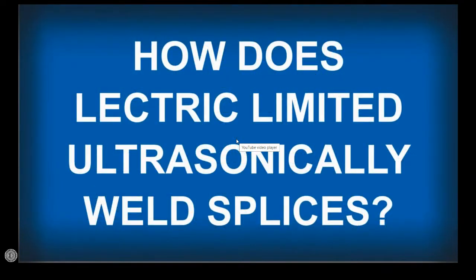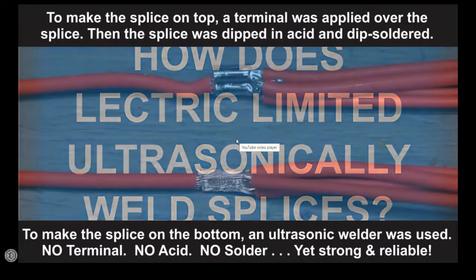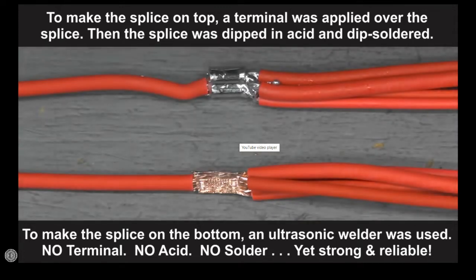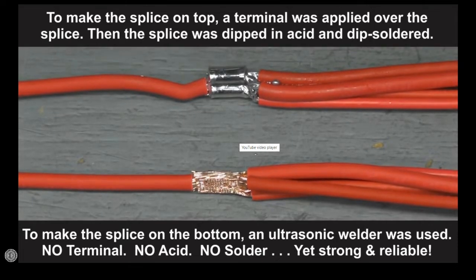How does Electric Limited ultrasonically weld splices? When making a wiring harness, many times two or more wires need to be spliced together. For years, the only way to do this was the clip and dip method, as shown in the top splice. To make the splice on top, a metal terminal was applied over the wire ends. The splice was then dipped in acid, a cleaning agent, and dip soldered. The newest technology is ultrasonic welding. To make the splice shown on the bottom, an ultrasonic welder was used. This means no terminal, no acid, and no solder. Yet the weld process produces strong, ultra-reliable welds that can be monitored with software to ensure that they are repeatedly accurate.